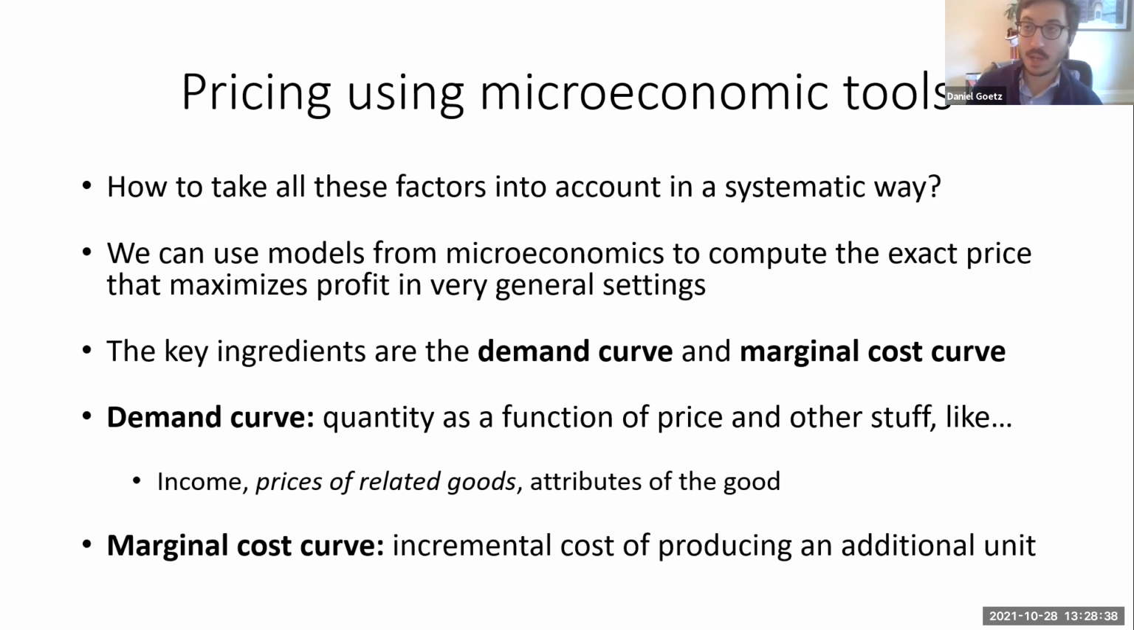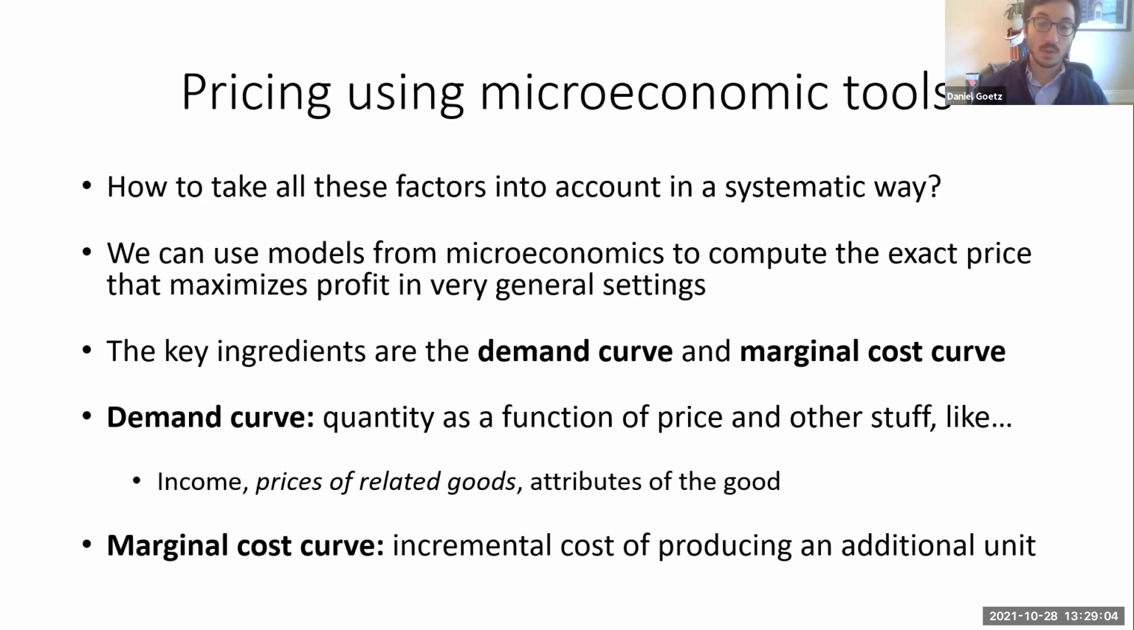That covers the demand side and the cost side, the marginal cost curve. This is just the extra cost of making one more unit. So as I make more and more units, do my costs of making that additional unit go up and up? Do they go down? Do they stay flat? That's the marginal cost curve. So with these two things, you can set the optimal price.